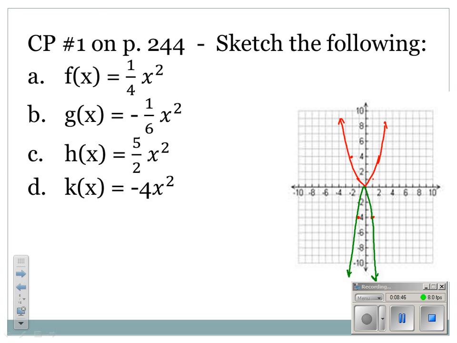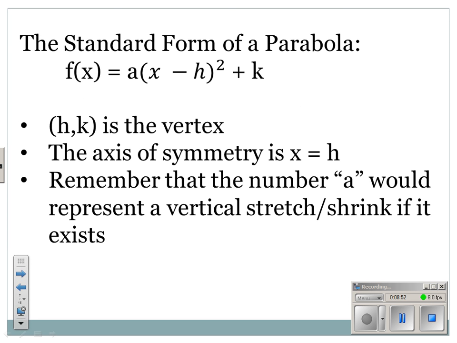Okay, so we've done that kind of stuff before with our last chapter. This is where we're going to get to something new. All right, standard form of a parabola. If a quadratic formula is written in this format, it's very quick to graph. If you have an x squared function given to you in this manner, where you have either a 1 or some other number for a in front of x minus h squared plus k, h, that number inside there along with k, is the vertex of your parabola.